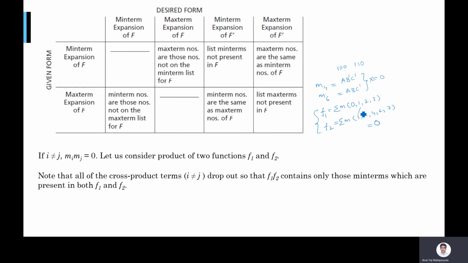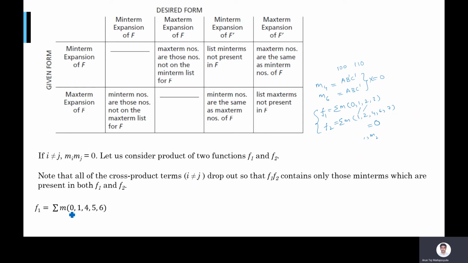So only those, like you will have 1 1, which is common, that will remain. All the other products with m1 will be 0, m1 into m2, m1 into m4, m1 into m6, and so on. So when I take the product, I will have only these two terms which are common, m1, m2. Rest all will be 0. Note that all of the cross product terms, i not equal to j, drop out, so that f1 into f2 contains only those minterms which are present in both f1 and f2.